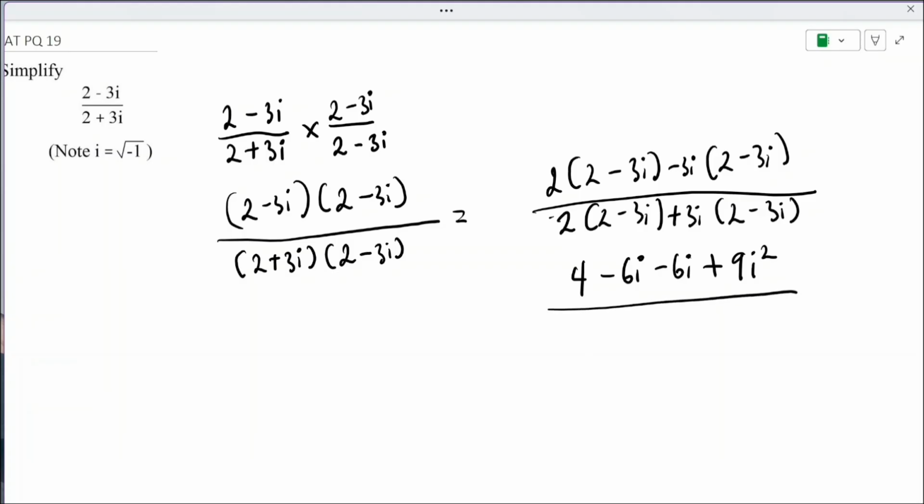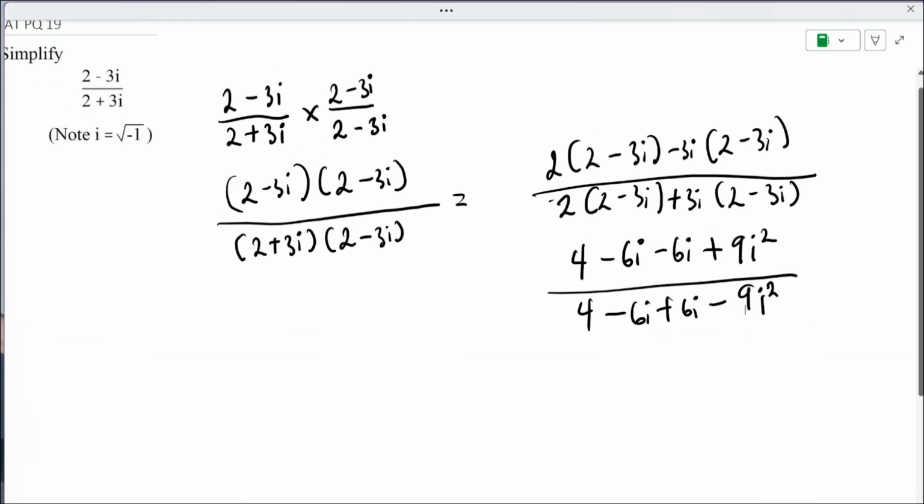Then over, we go to the denominator. We have 2 times 2, that's 4. Then 2 times minus 3i will give you minus 6i. Then plus 3i times 2 will give you plus 6i. Lastly, plus 3i times minus 3i. You have to be careful here. Positive times negative will give you negative. 3 times 3 will give you 9. Then i times i will give you i square.